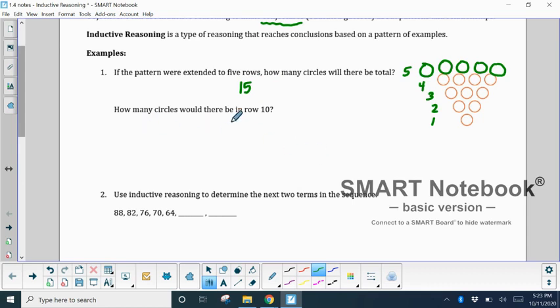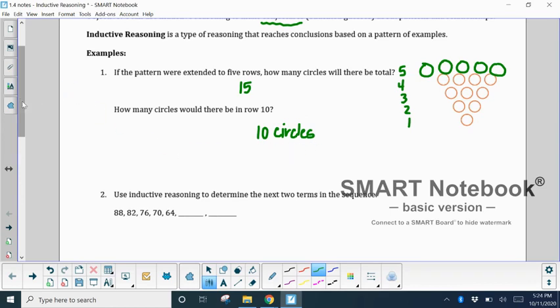The next question says, how many circles will there be in row 10? As I was labeling these, I started down here at the bottom and said, I'm going to call this row 1, which has 1 circle. Row 2 has 2 circles. Row 3 has 3 circles. Row 4 has 4 circles. That's how I knew there would be 5 circles in the 5th row. If I continue this pattern, the 6th row would have 6 circles, the 7th row would have 7 circles, and so on. So in the 10th row, we would have 10 circles. That was inductive reasoning. I was just looking at the figure or the pattern to see what was happening.